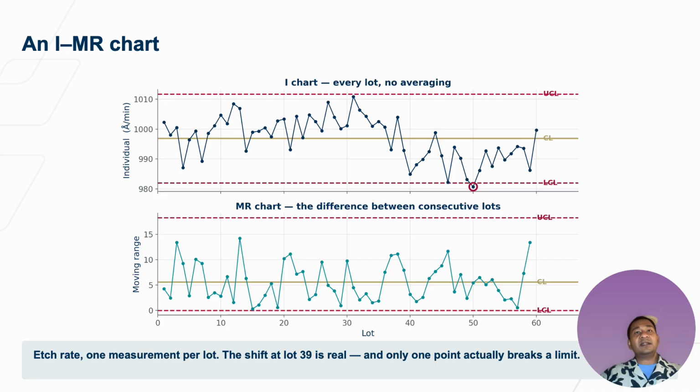This is not a defect in a particular data set. It is arithmetic of individuals charts, and I want to show you why with a direct comparison.